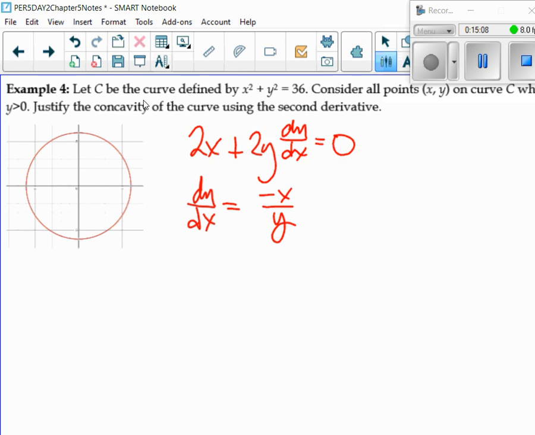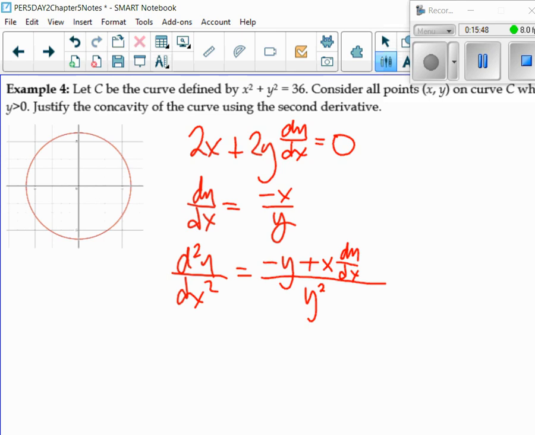Okay, so then concavity has to do with which derivative? Second. So we're going to go d squared y over dx squared equals, what do we do here? Quotient rule. So the derivative of negative x is negative 1, and then times y. And then we're going to subtract, right? Subtract, but then we still have a negative x, so it's going to be plus x dy/dx over y squared. Do you remember our quotient rule?